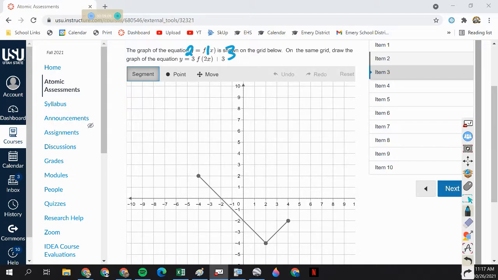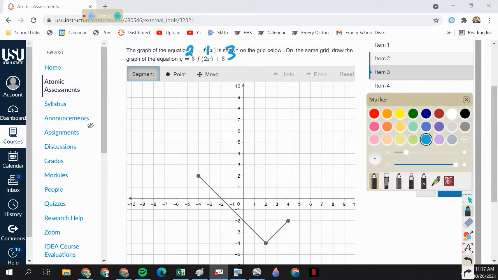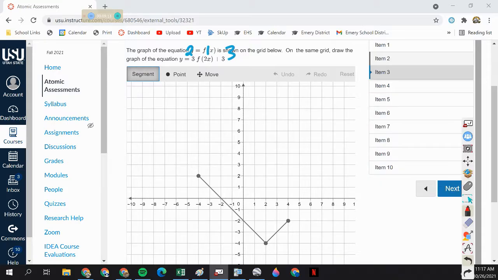So we need to take each one of those points and perform those 3 operations in the correct order. If you do them out of order, it's not going to work. So I need to make all of the x's half as wide. So that would do this, this, and this. And I now have that shape. Okay?